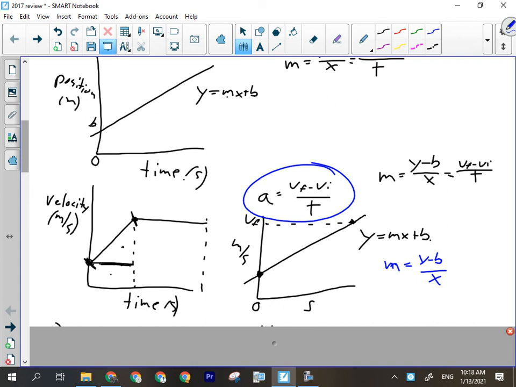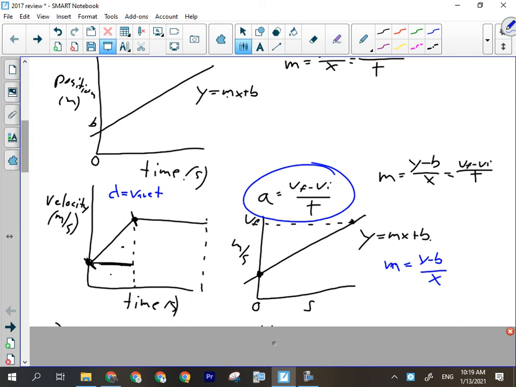We've exposed a hole in your armor here. This is what we would do: displacement equals average velocity times time.